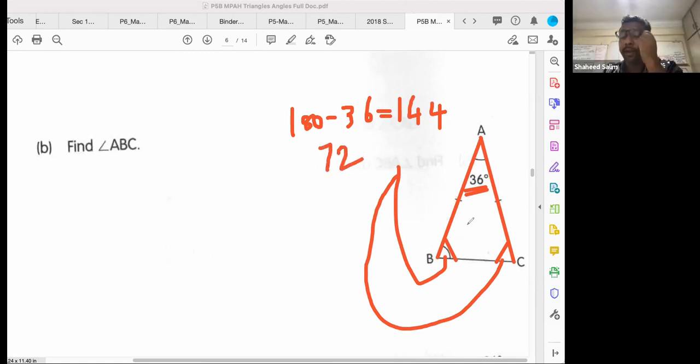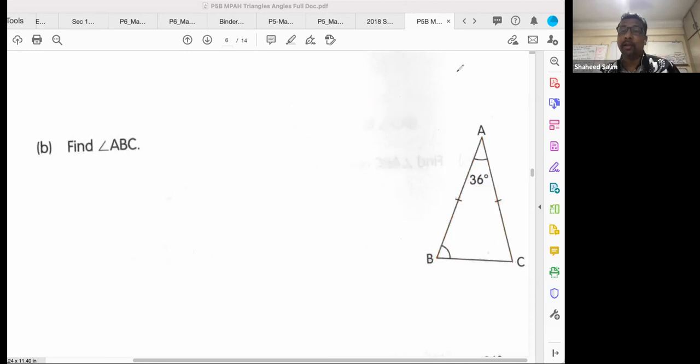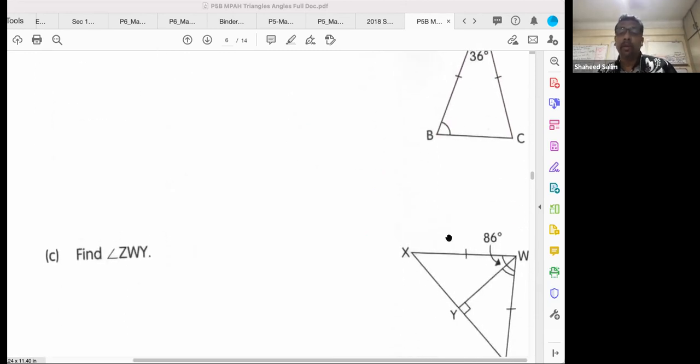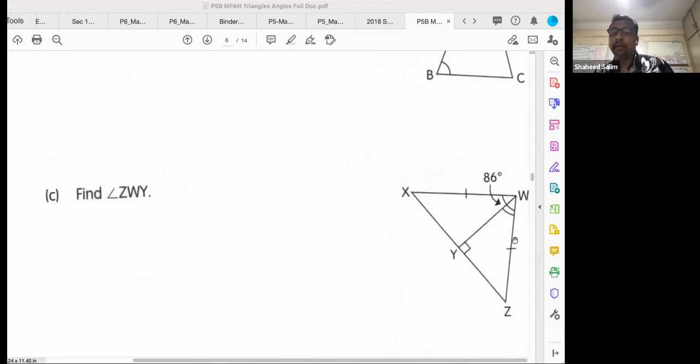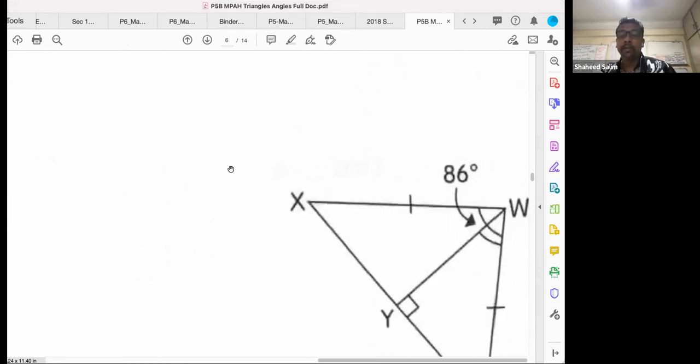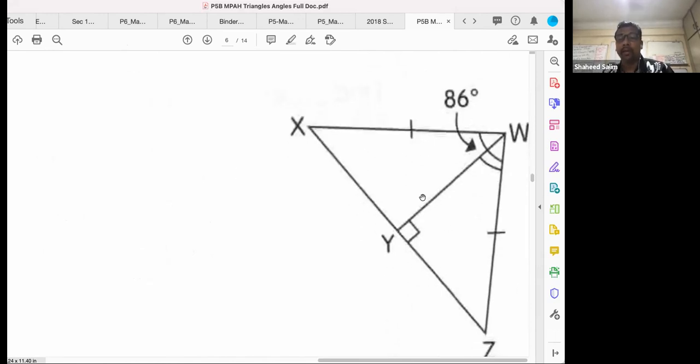So you must identify which two angles are the same first. You cannot just do gasak buta. Okay, don't do gasak buta. You know what's gasak buta? Do anyhow lah. Okay, don't do it. This one now. Okay, confident, relax, confident. We want to find what is ZWY. Okay, let me make it bigger. ZWY, which is this angle here. I'll color for you. This one.